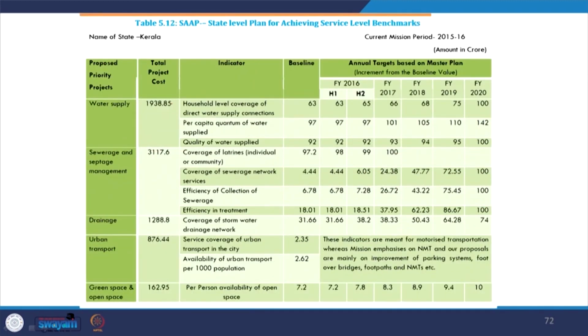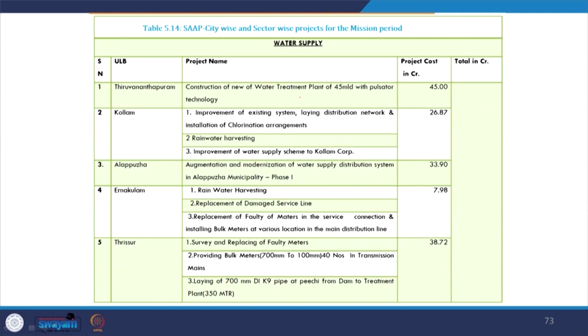Here again we see the state level plan for achieving service level benchmarks. We see how in each place they are going to continue to address their service levels, and what targets they are attaining. For each sector, we see how they are creating projects. For Thiruvananthapuram, you can see the project name, construction of new water treatment plant, and so on, and what will be the cost of the project. Likewise you see it has been broken down.